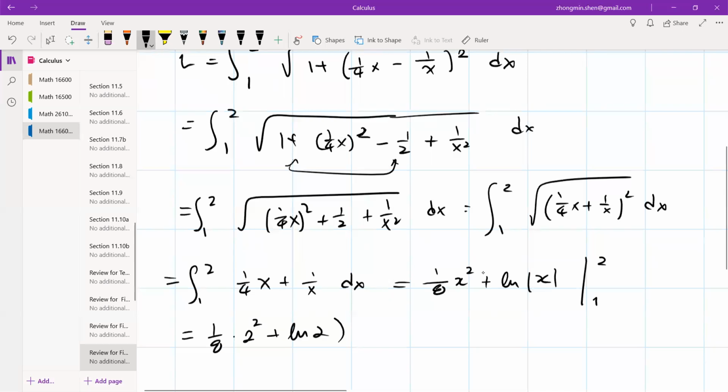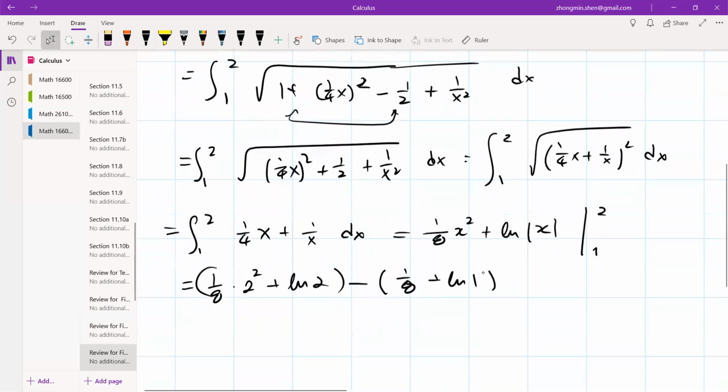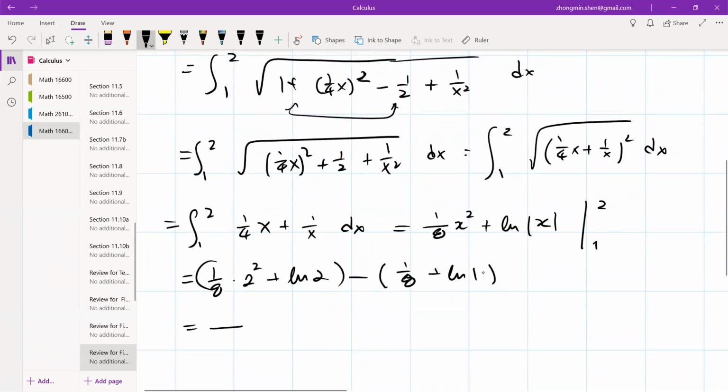Then that's it, and then the numbers are pretty straightforward. Natural log of 1 is 0. All you have to do is get 4 minus 1, which is 3, plus natural log of 2. It's a positive number. So you did okay. You did good.